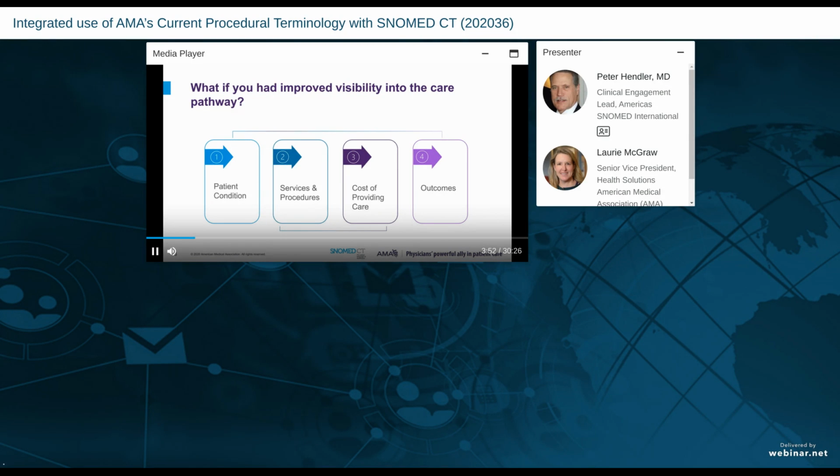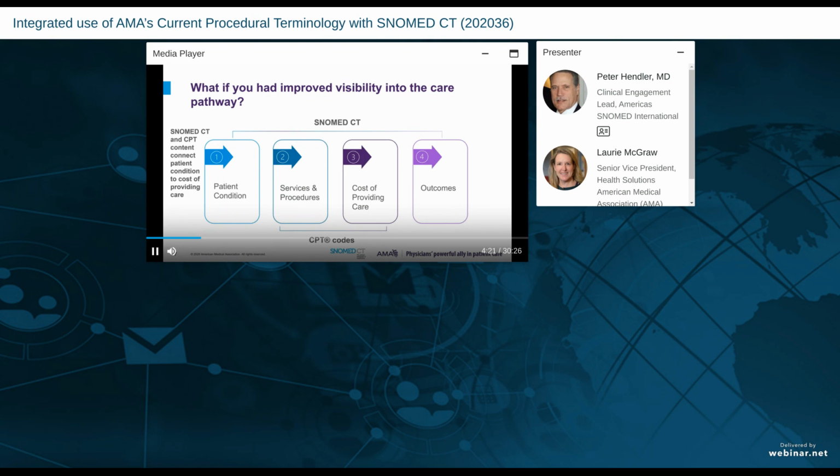How can we learn how different approaches to patient conditions and outcomes correlate with the cost of providing care? How can health systems both optimize existing resources and predict the cost of care across patient populations? This can be accomplished by using SNOMED CT and current procedural terminology, CPT, together.